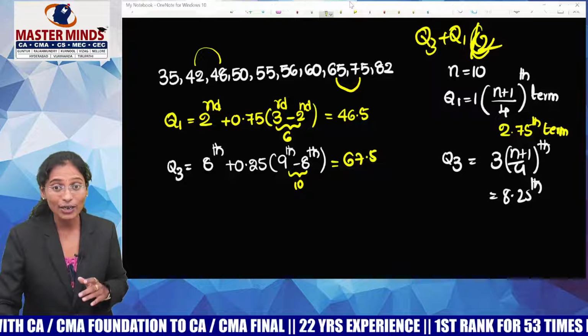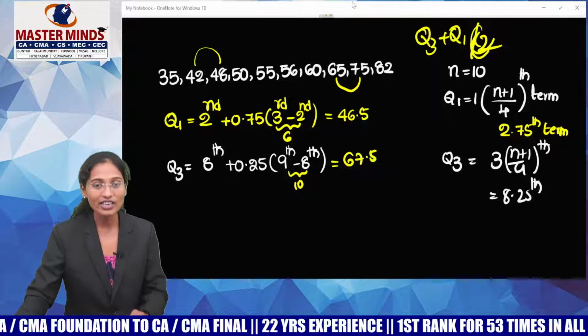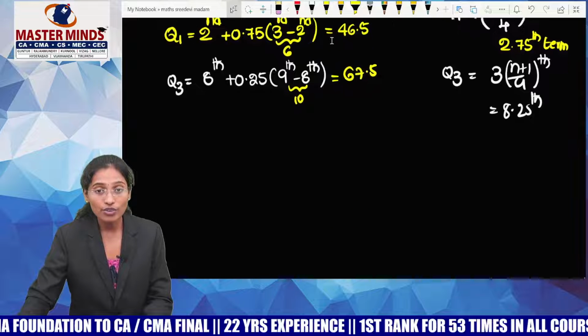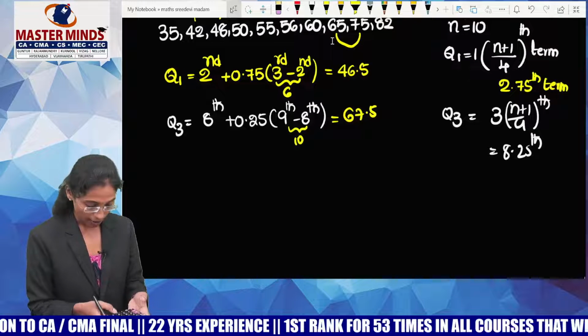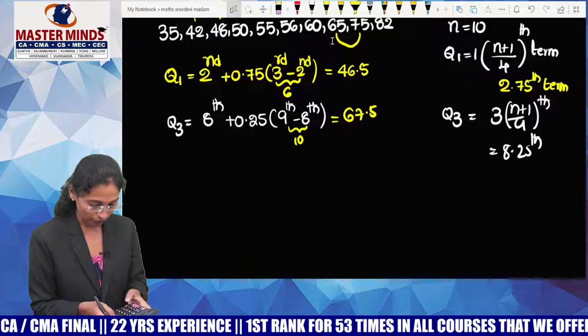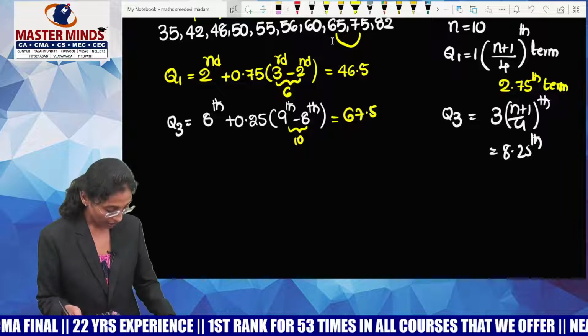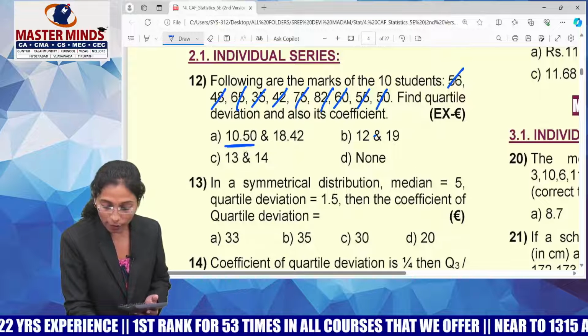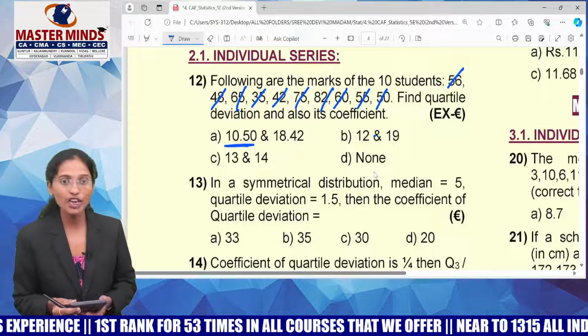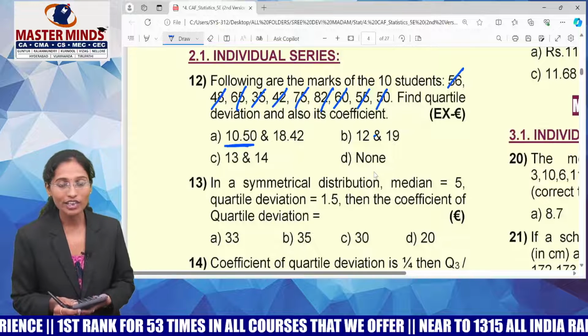There is something else to calculate. So, tell me the formula for quartile deviation, guys. Q3 minus Q1 by 2. Take your calculator. 67.5 minus 46.5 by 2. How much? 10.5. So, your quartile deviation is 10.5. That is there in option A. But option D is none, so we need to do the coefficient of quartile deviation also.